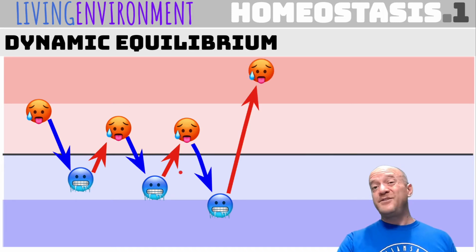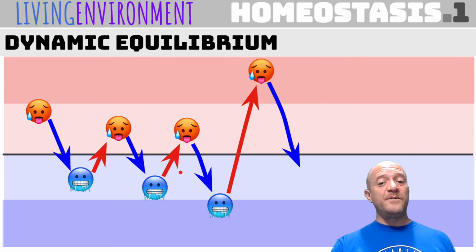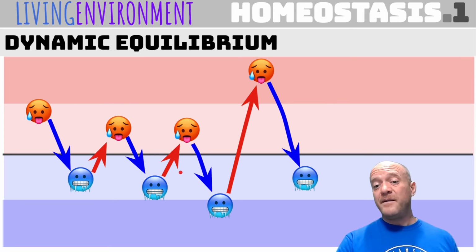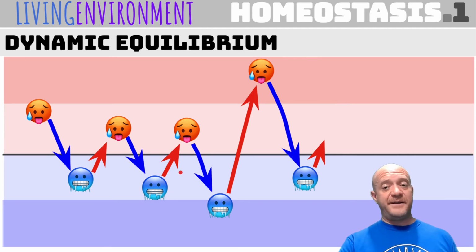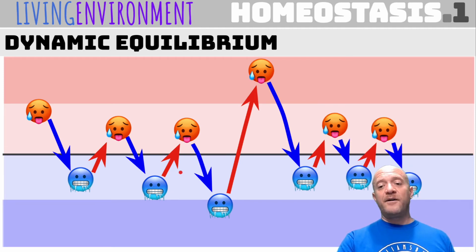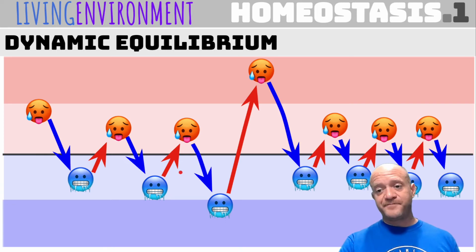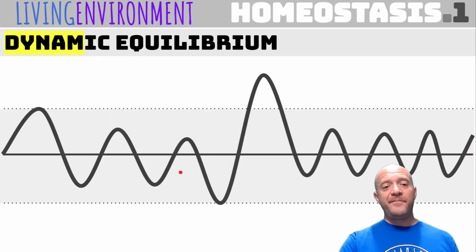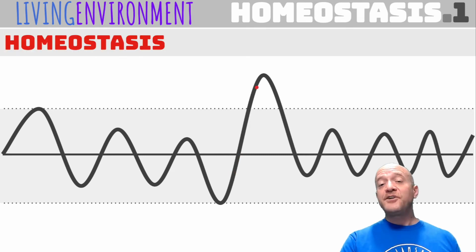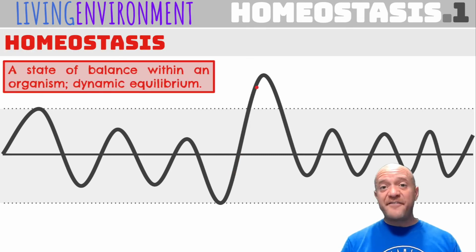Sometimes we get a little bit too hot, and we have to make sure that we cool down, or something could happen. We could have severe illness or injury. So this process back and forth is known as dynamic equilibrium. And dynamic equilibrium, this prefix dynam, means to change. So this is the constant changing in the environment and our body's constant response to changes in the environment. And the term homeostasis simply means a state of balance within an organism. And another word for homeostasis is dynamic equilibrium.